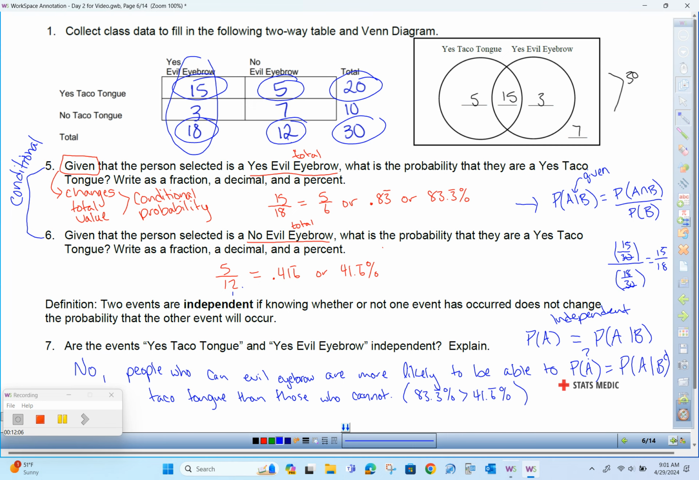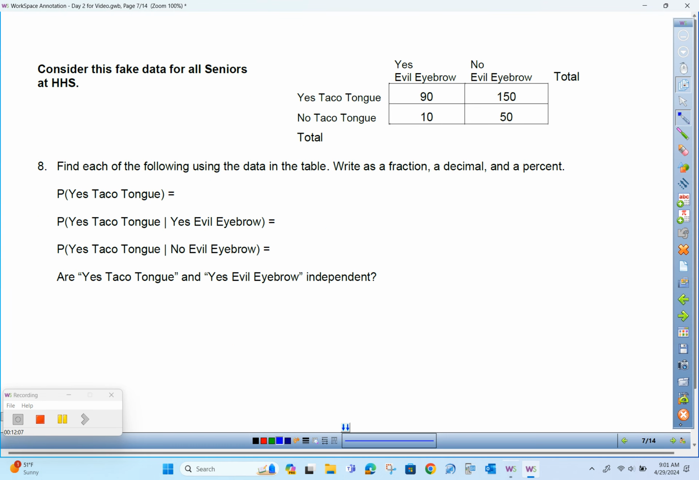Okay? So I'm going to have you now pretend these proportions are, oh no, this one's just consider the fake data to practice now that we know what this symbol looks like. So I'm going to have you pause the video and try number 8 here for me and see if you can determine independence based on what we just talked about.